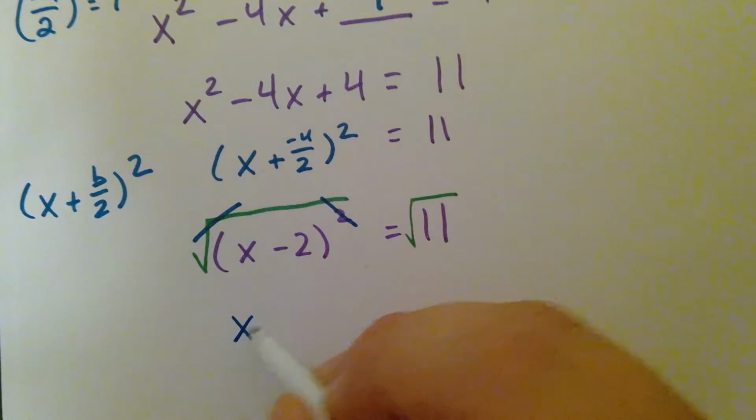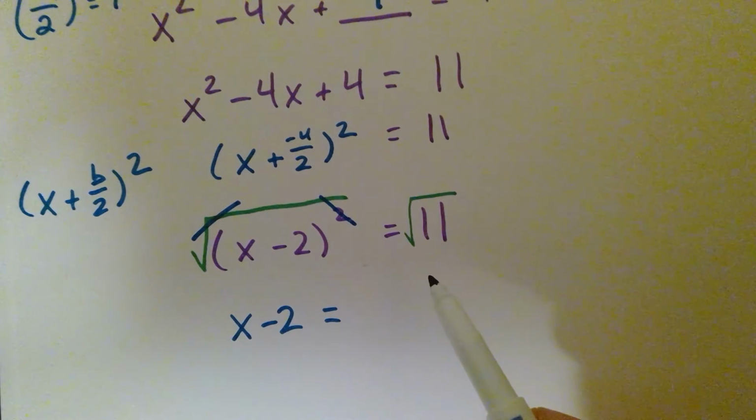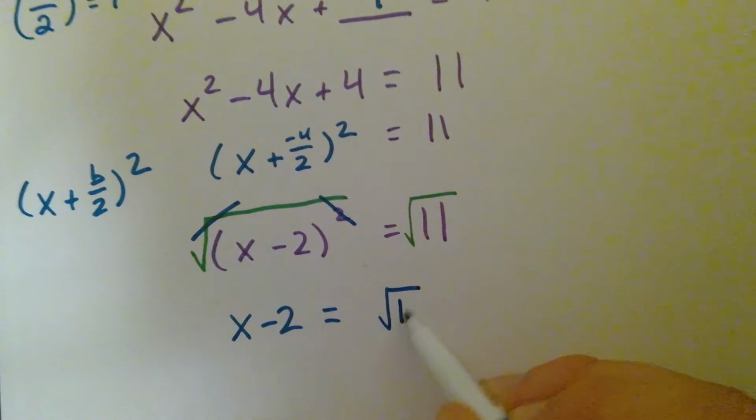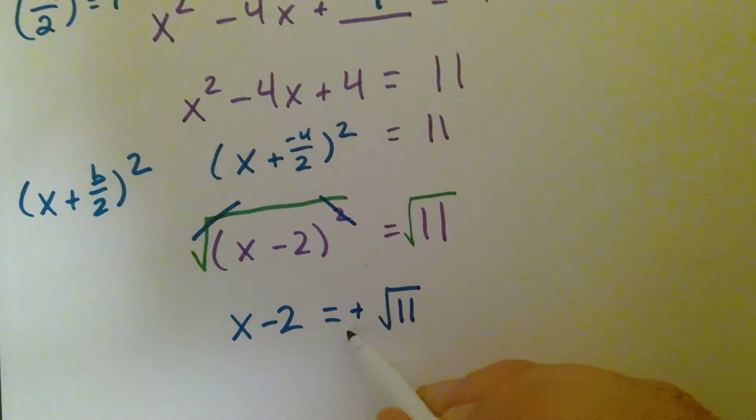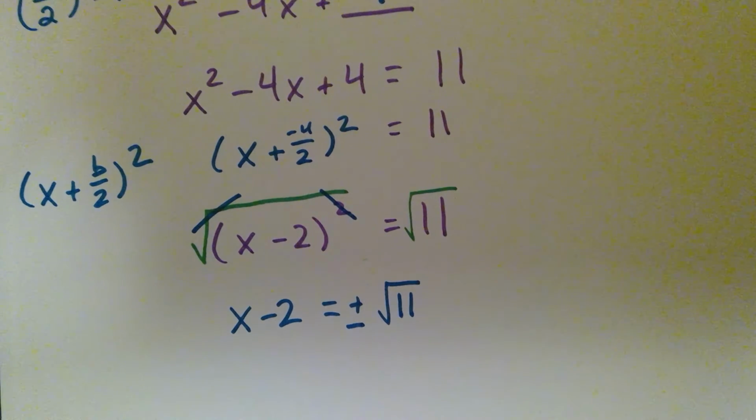So x minus 2 equals. Now, we can't take the square root of 11. It's going to give us a decimal, so we're just going to keep it as square root 11, but we must have plus or minus.